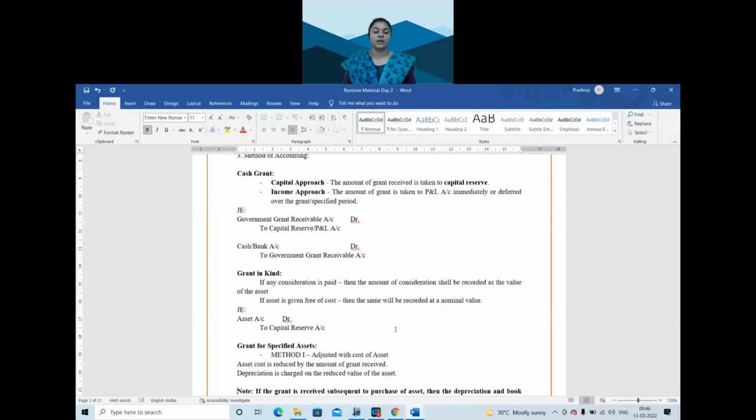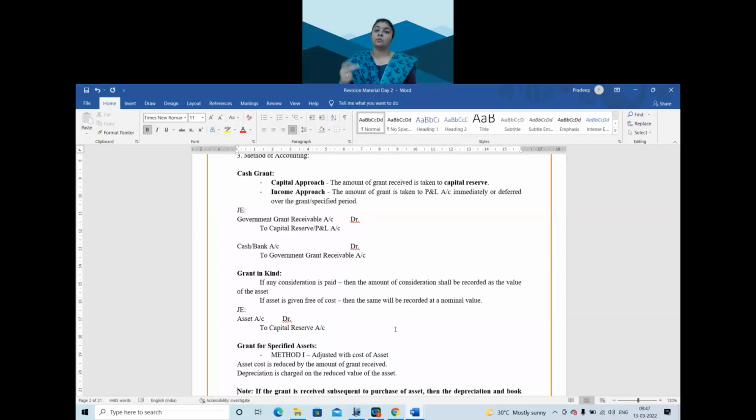Now the challenge with this is, what is the value? Cash grant means I will know the amount. But if it is in kind, what will be the value? The standard says, if it is received at any consideration, say if the government asks you to pay even 10 rupees, that 10 rupees becomes the value of the grant. Whatever consideration has been paid to the government for acquiring that asset, even if it is 10 rupees, 15 rupees, 1 lakh, 2 lakhs, whatever is the value, that becomes the value of the grant.